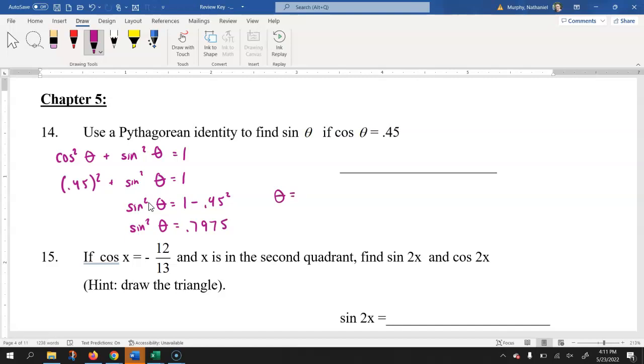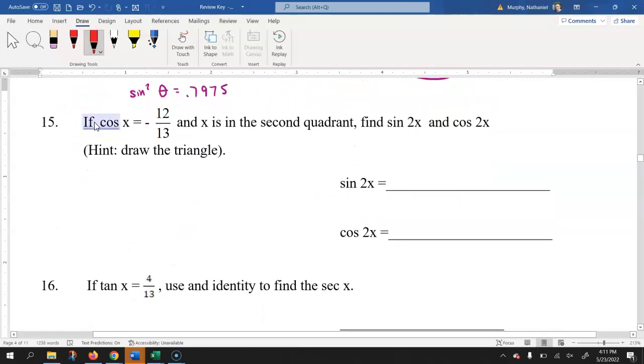So to find theta, we're going to take the square root of both sides. So when I take the square root of both sides, we're going to have two solutions, a plus and a minus. Sorry, it's not theta that we're finding, it's sine of theta. So we take the square root of both sides to get the sine of theta by itself. We get plus or minus the square root of 0.7975, which is plus or minus 0.893. So that'd be your answer for number 14.